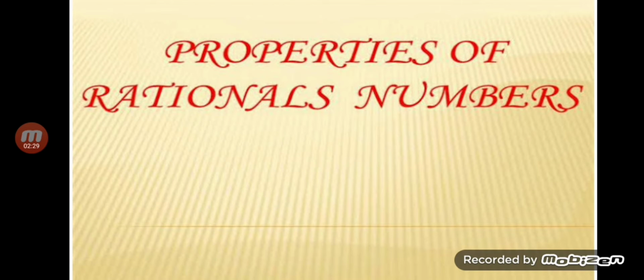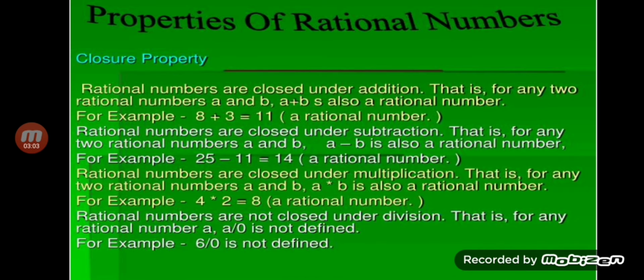Now we shall discuss the properties of rational numbers. You are familiar with properties like closure property, commutative property, associative property, distributive property and identity elements of addition and multiplication. You have studied these with natural numbers, whole numbers and integers. Today we are going to discuss these properties with respect to rational numbers. First, closure property. Rational numbers are closed under addition.